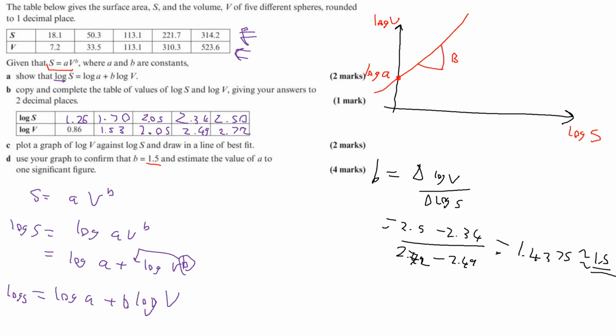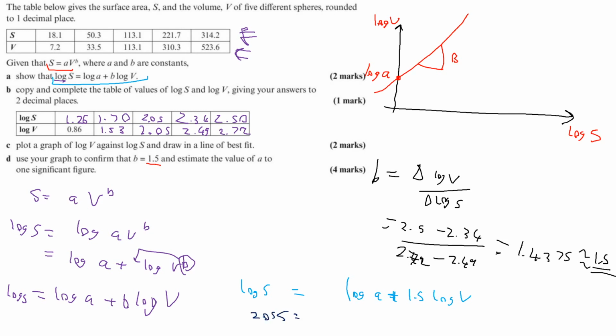How do you find out what log A is? Well, log A is just going to be a constant. So, log A plus 1.5 log V is equal to log S, right? Remember, that's the equation of the line, isn't it? So what we can do is we can plug in our values. So we know that log S is, I'm going to use 2.05. Just makes it easier.